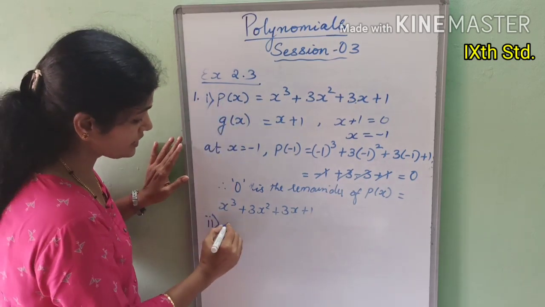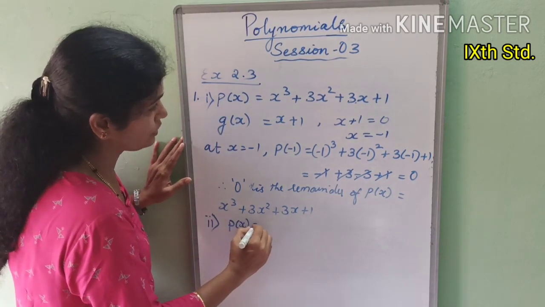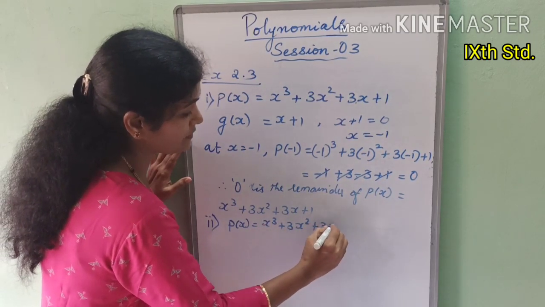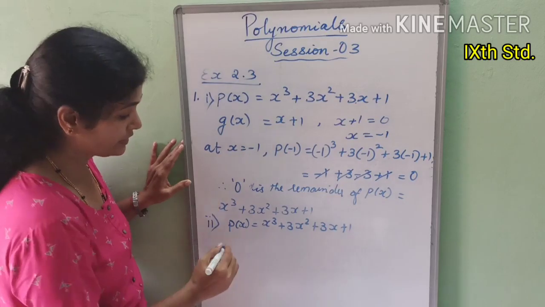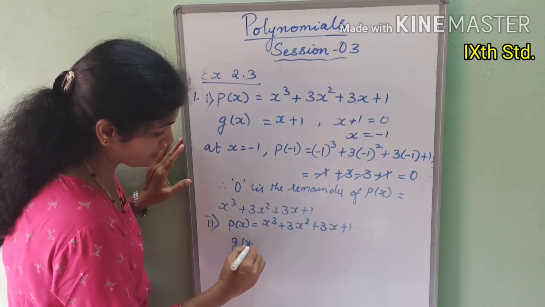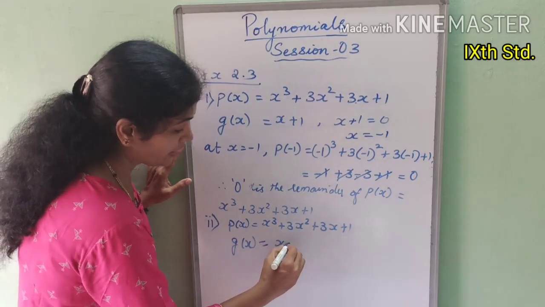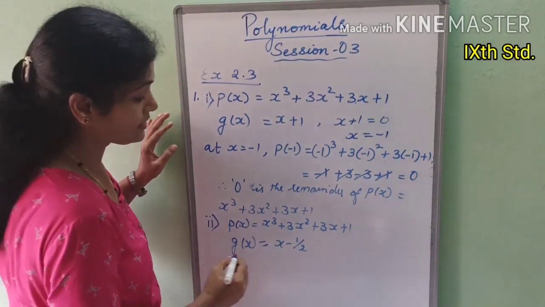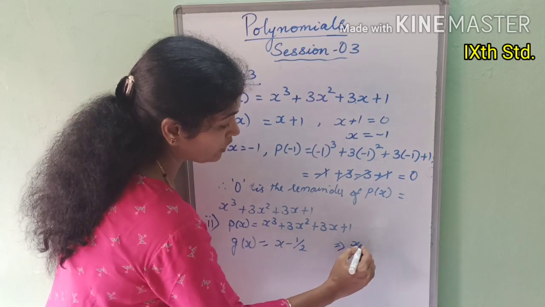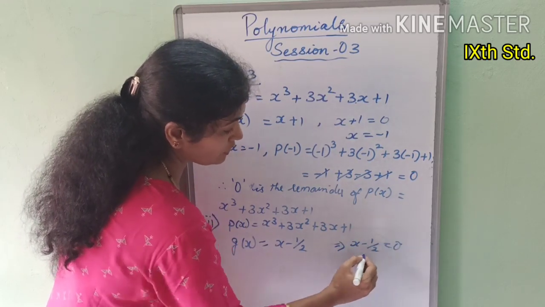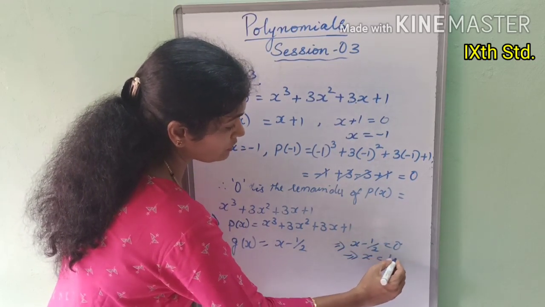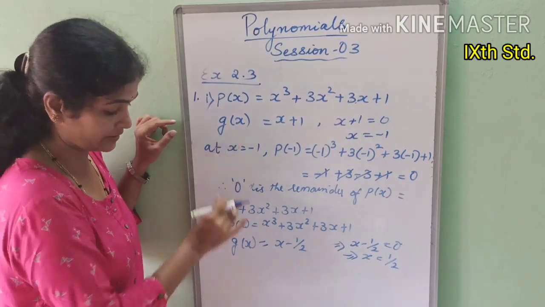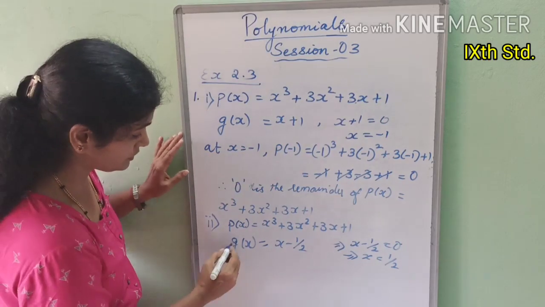Okay, P of x is the same. P of x is equal to x cube plus 3x square plus 3x plus 1. But this g of x is changed. G of x they have given you x minus 1 by 2. So first find out the 0 of this x minus 1 by 2. What will be the 0? X minus 1 by 2 equal to 0 implies x equal to 1 by 2. Okay, now we will substitute this here.